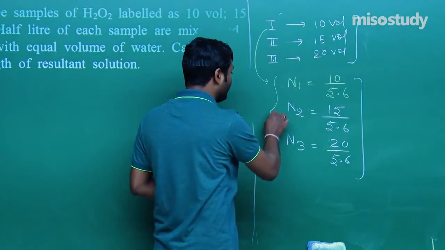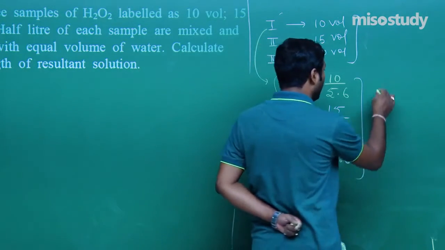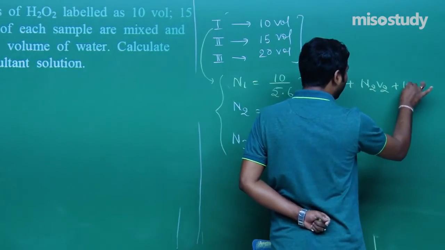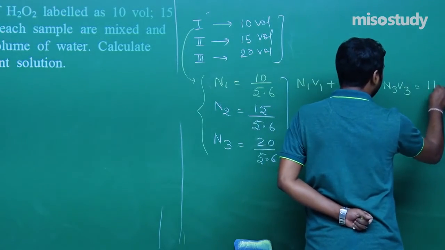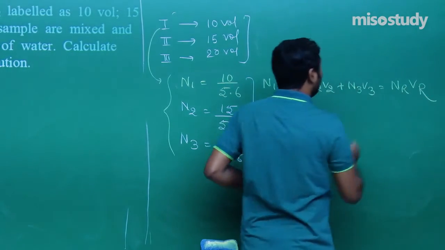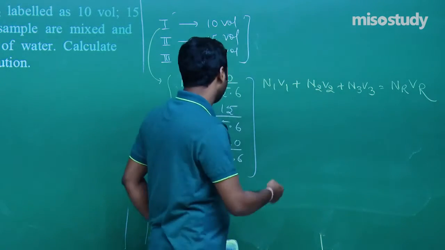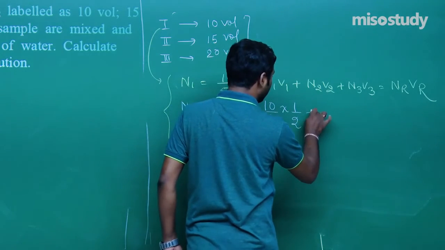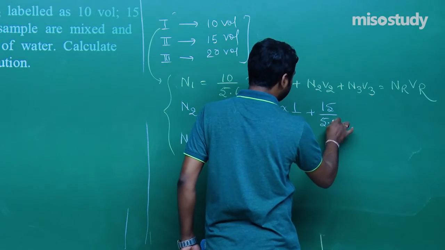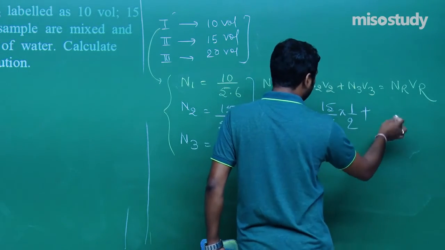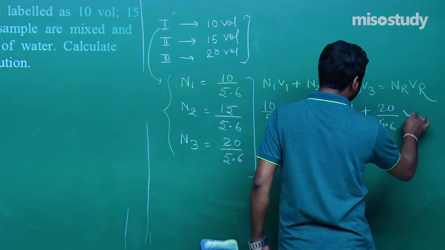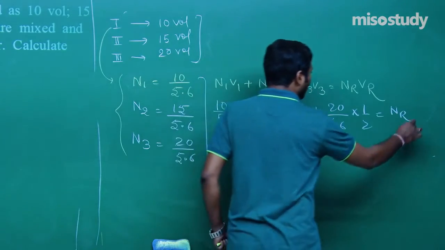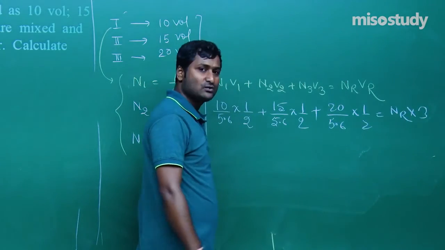Now these are mixed with half liter each. We know the formula N1V1 plus N2V2 plus N3V3 is equal to NR VR. We have to find the value of NR. Now put here 10 upon 5.6 and volume half, 1 by 2, then 15 upon 5.6 multiplied by 1 by 2, then 20 upon 5.6 multiplied by 1 by 2. What is the resultant volume VR? Equal amount of water is added, so 1 plus 1 plus 1, that is 3.